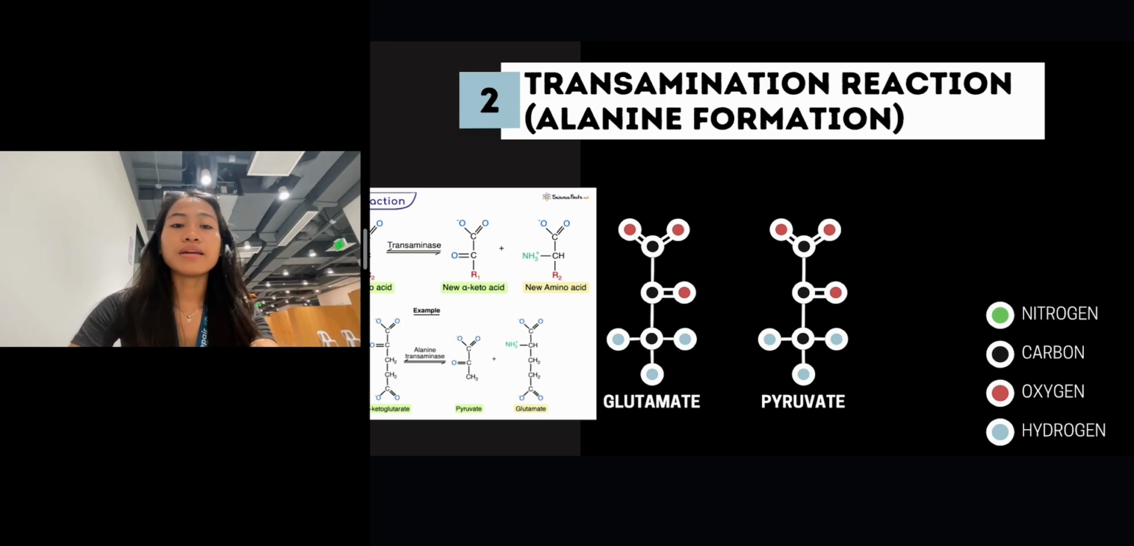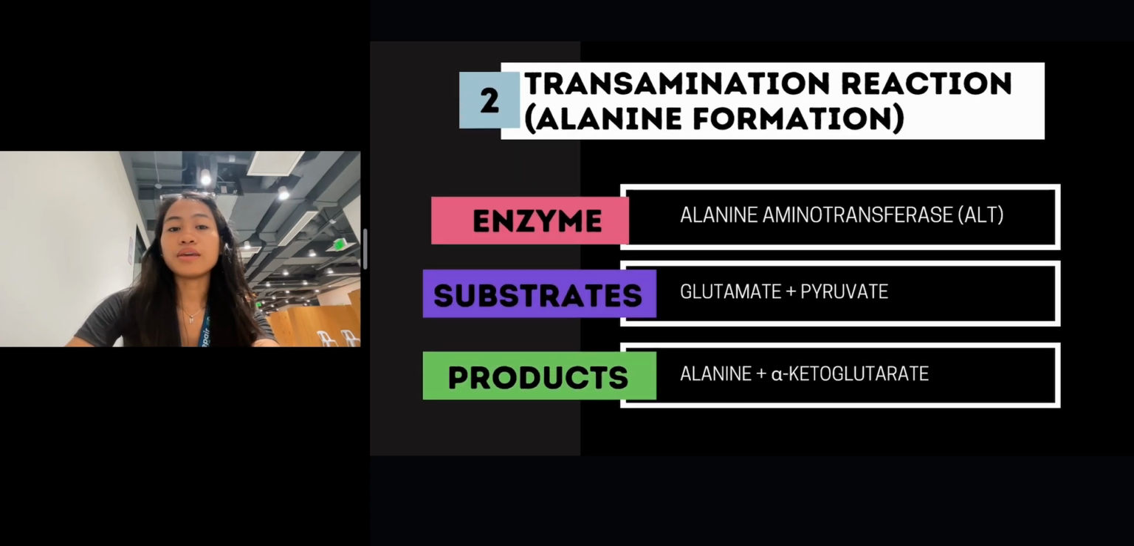So in summary, one nitrogen atom is transferred from glutamate to the pyruvate, which creates the desired product, the alanine, a 3-carbon molecule. The byproduct is from glutamate becoming alpha ketoglutarate by losing its amino group and reforming the alpha keto group. The enzyme involved in this reaction is the alanine aminotransferase, or the ALT.